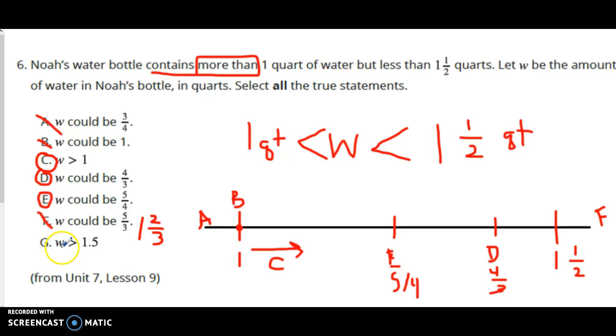Cannot be true. G, W is greater than 1 1/2. Our inequality says W is less than 1 1/2. So G is the opposite of what could be true.